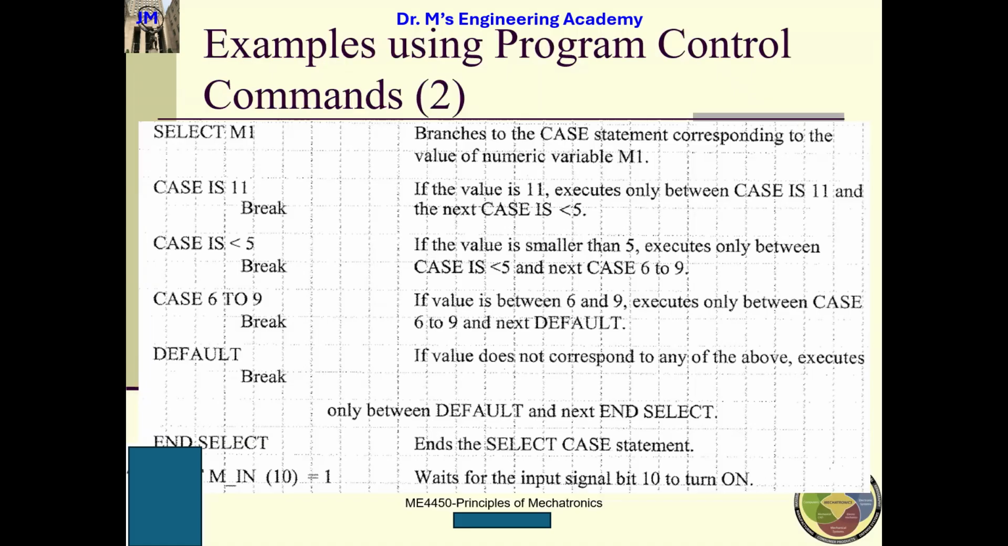So here is the end select. So this is the select. Another one is wait. The system waits and does not do anything until bit 10 equals 1, until bit 10 is turned on. So this is wait. Questions, guys?